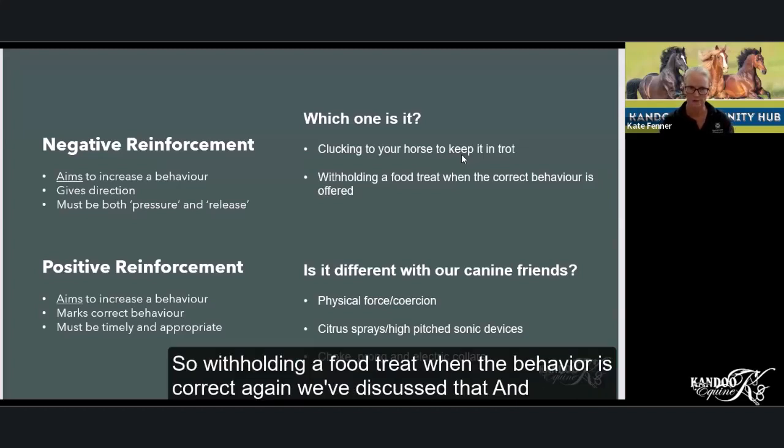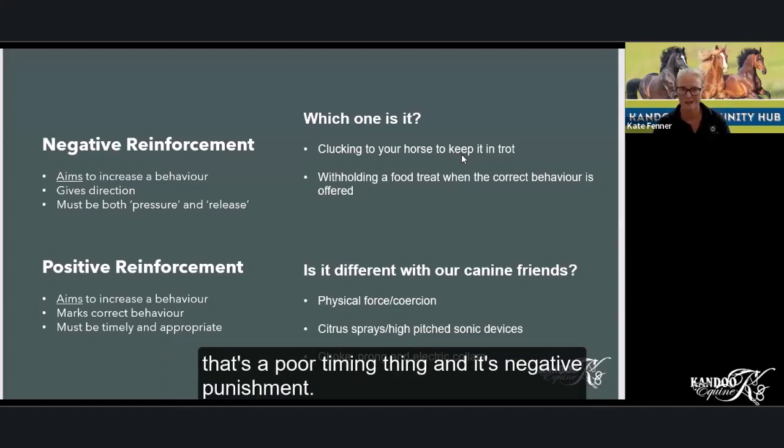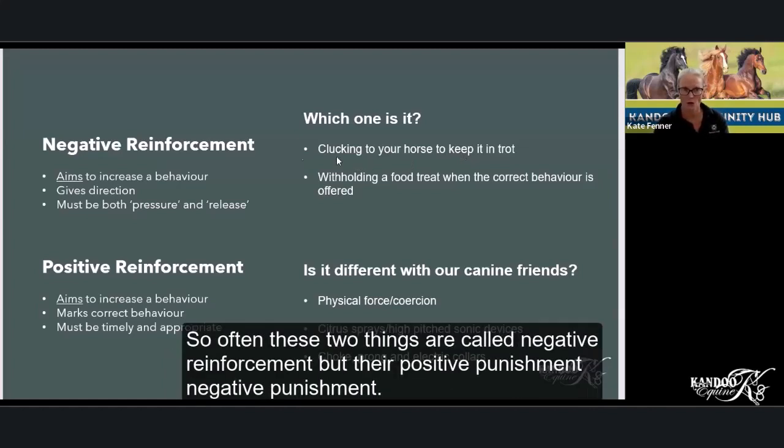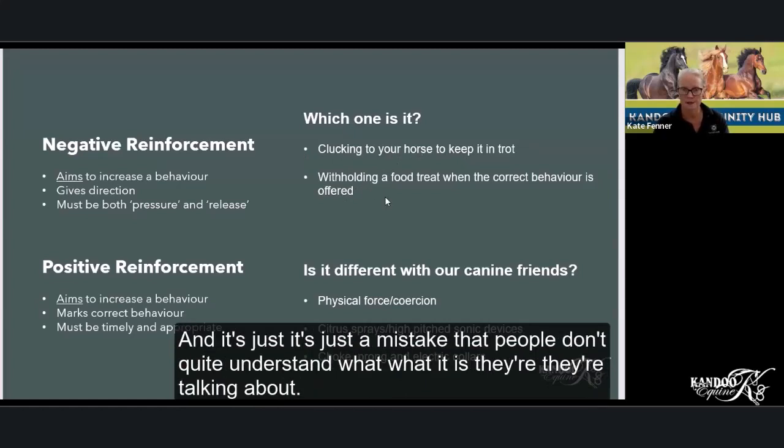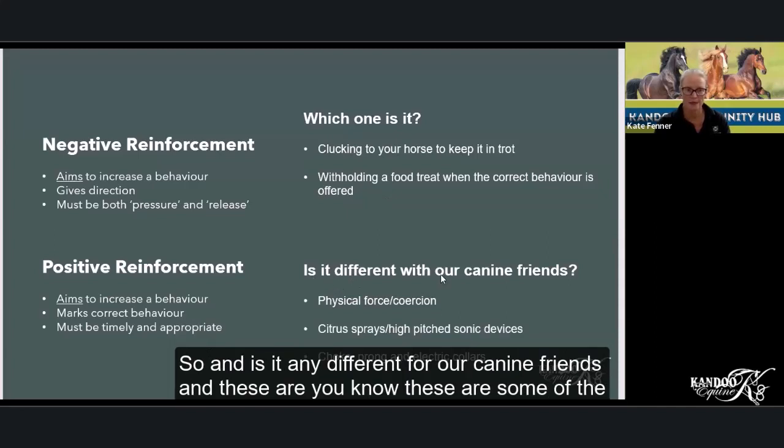So withholding a food treat when the behavior is correct, and again, we've discussed that, and that's a poor timing thing, and it's negative punishment. So often these two things are called negative reinforcement, but they're positive punishment and negative punishment. And it's just a mistake that people don't quite understand what it is they're talking about. So, is it any different for our canine friends?